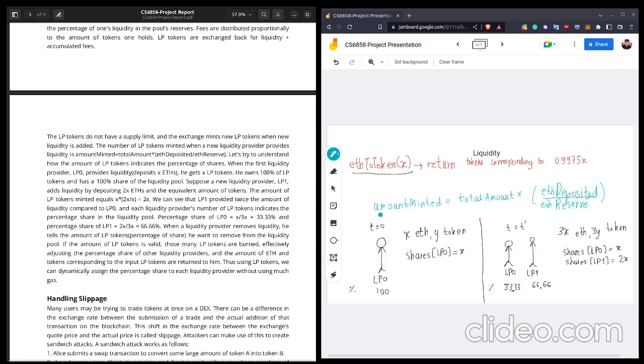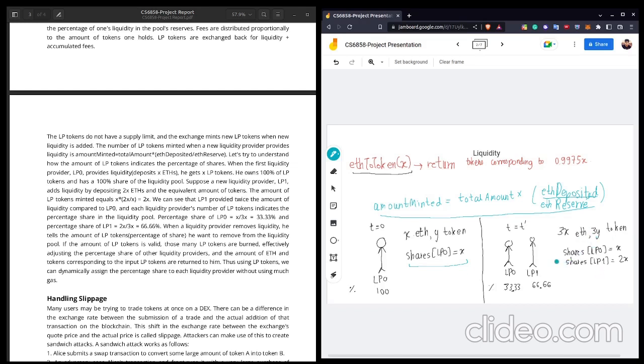The amount of LP tokens minted when a new liquidity provider joins the liquidity pool is given by this formula. We can understand this by an example. Let's say initially there was only one liquidity provider, LP0, who owned 100% of the shares, equal to X. Now LP1 adds 2x ETH and 2y tokens to the liquidity pool, which maintains the ratio of the reserves.